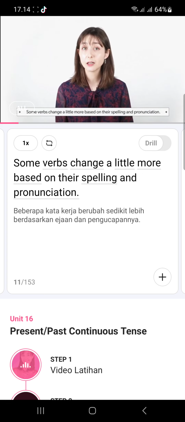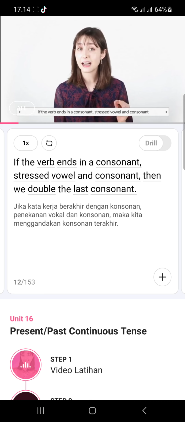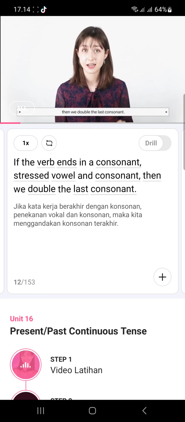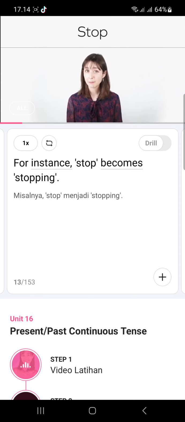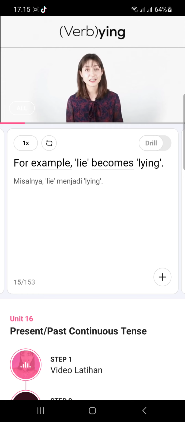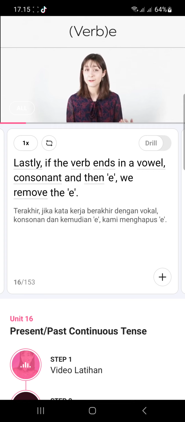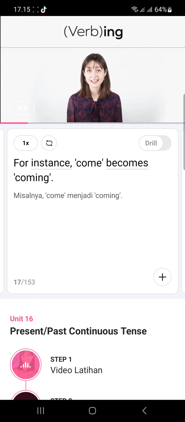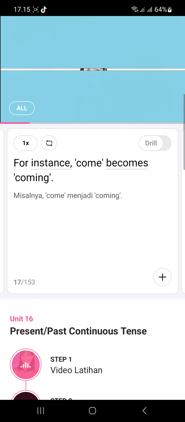Some verbs change a little more based on their spelling and pronunciation. If the verb ends in a consonant, stressed vowel, and consonant, then we double the last consonant. For instance, stop becomes stopping. If the verb ends in ie, then we change ie to y and add ing. For example, lie becomes lying. Lastly, if the verb ends in a vowel, consonant, and then e, we remove the e. For instance, come becomes coming.